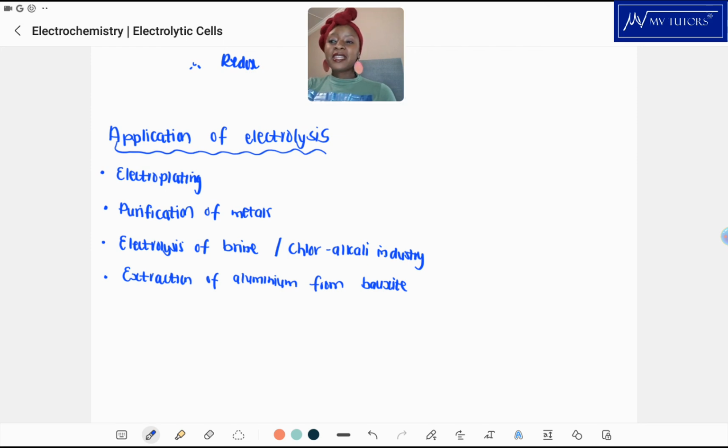And then lastly, you have the extraction of aluminium from bauxite. Bauxite is an impure substance which contains aluminium, and from there you get your aluminium. So that is basically the application of electrolysis. The thing that's common here is that you want to get the pure metal or the pure product, like chlorine and hydrogen, and use it for something at the end of it all.